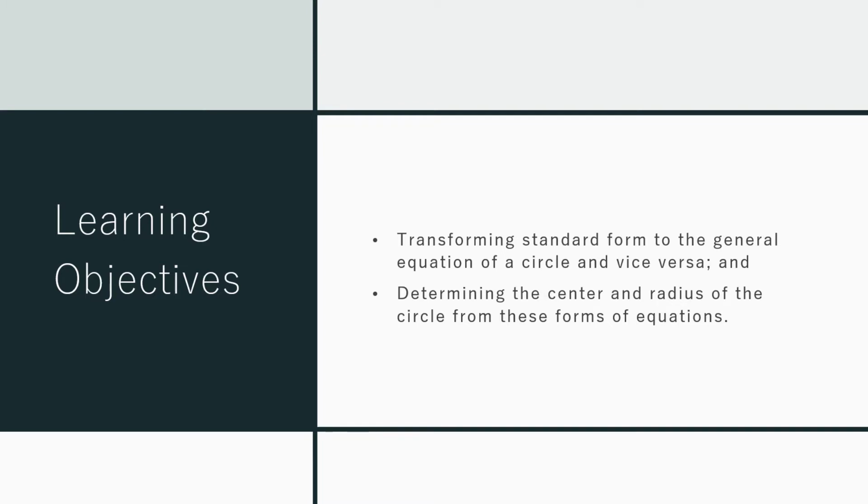So the learning objectives for this topic is you will be able to know how to transform standard form to the general equation of a circle and vice versa. Similarly, you will know how to determine the center and radius of the circle from these forms of the equation. Let's now discuss the standard form of the equation of the circle.